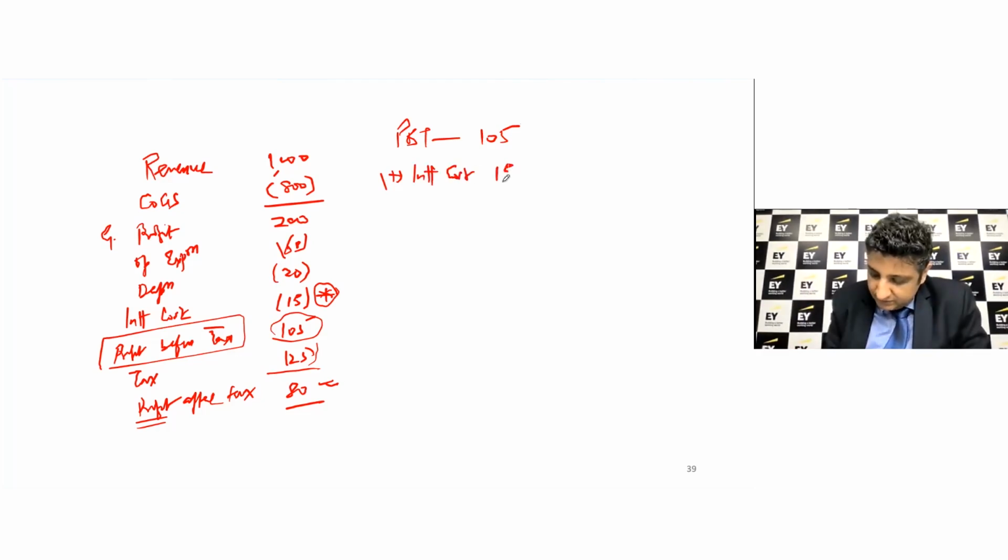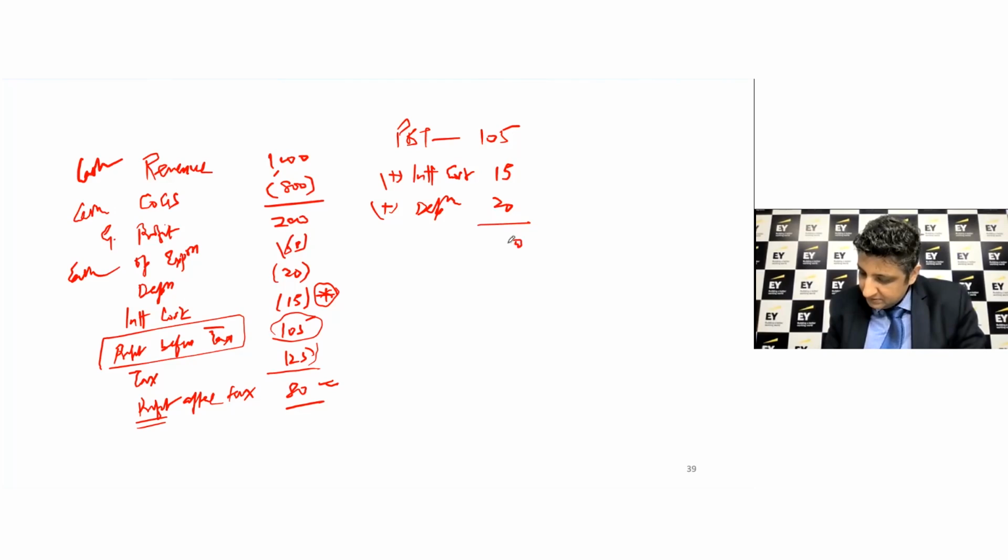So I will add this 15 back. Likewise, my non-cash item of depreciation, let's say 20, and assuming that this is all cash, I can arrive at my profit, which is 147. Right? This is my cash from operating activities. But I also paid taxes.